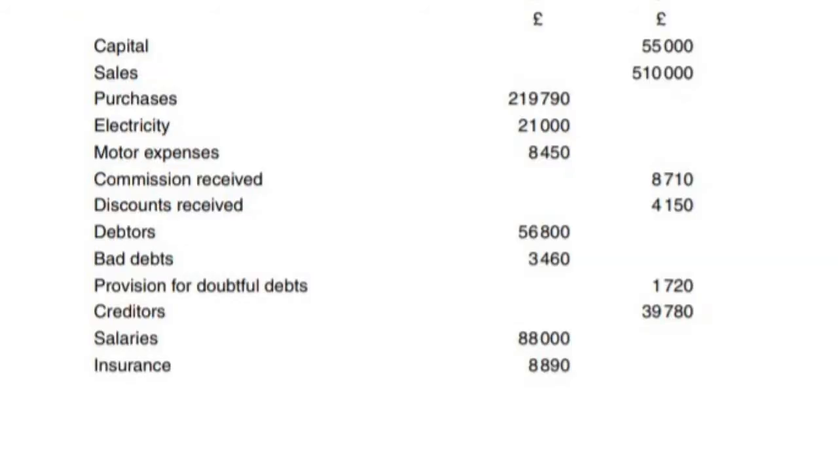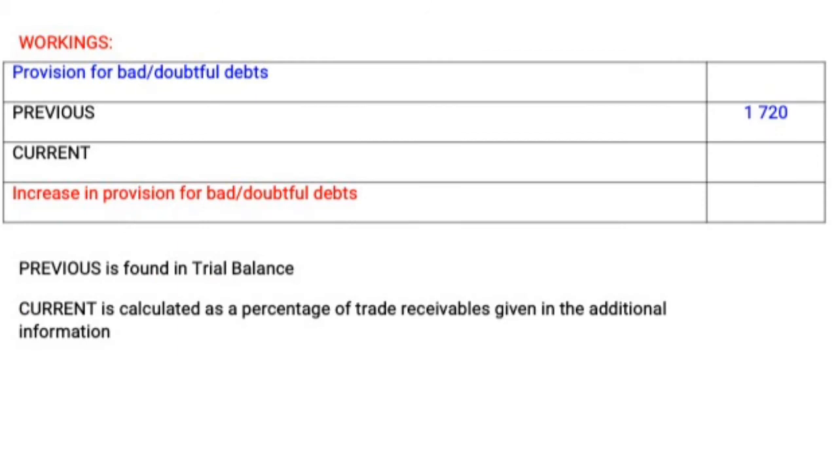So it is located in the trial balance. So we have to check the trial balance. Provision for bad debts, they are amounting to 1720. So I'm going to write 1720. So let's say you encounter a question whereby there is no provision for doubtful debts or provision for bad debts in the trial balance. You have to write 0 on previous. Right. Then we move on to current. To calculate current, we make use of additional information.